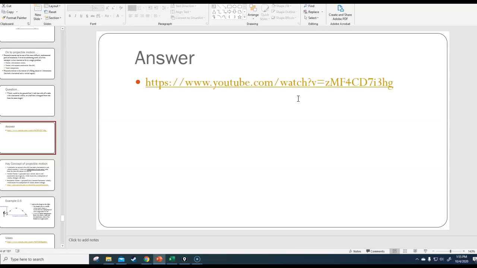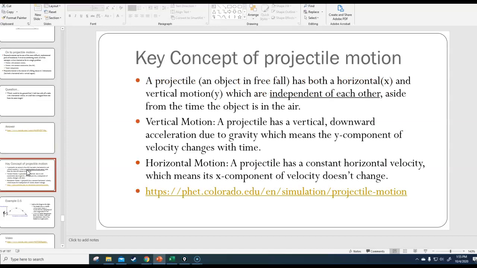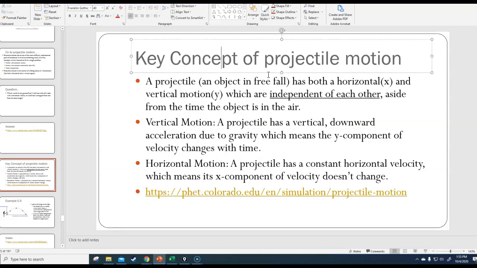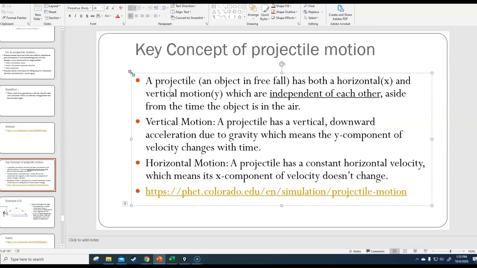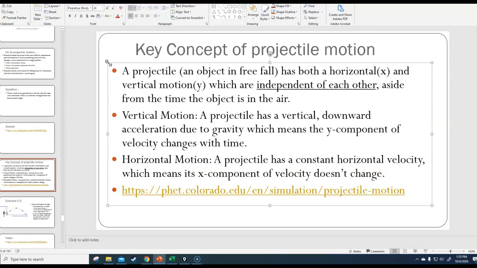And hopefully what you saw from the video is that the two balls actually hit the ground at the same time. Okay, now the reason for that is because basically the only thing that's different about them is one of them has a horizontal motion and one of them has a vertical motion. So here's one of the key concepts of projectile motion. A projectile is an object that is in free fall that is also moving horizontally. It has both a horizontal and a vertical motion. And the key concept is this: those two motions are completely independent of each other. Okay, aside from the time being the same, they're completely independent of each other.